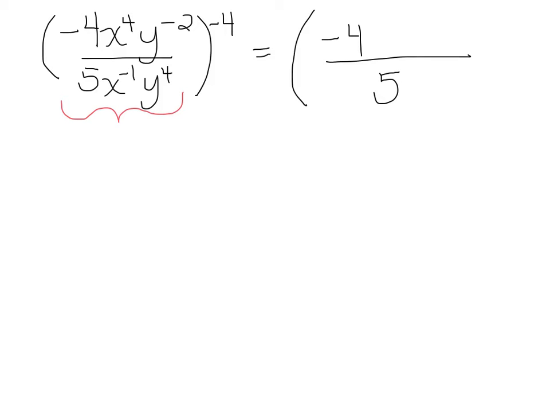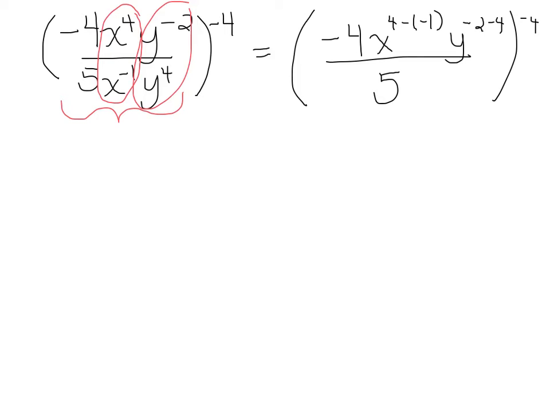Now, what I can do with the variables is I can subtract the exponents. Be careful when you're subtracting these exponents because you're also dealing with negatives. So for the x, you would have 4 minus a -1. With the y's, you would have -2 minus 4. So let's simplify this. X to the 4 minus -1, that's the same thing as adding a positive. So in reality, you have 4 plus 1, or 5. Y, it would be -2 minus 4, which is -6.